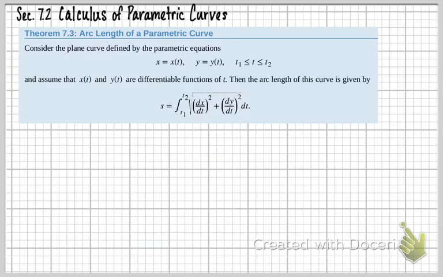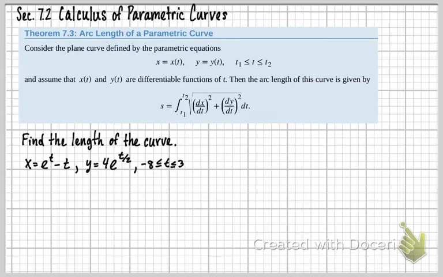So now what we're going to do is use this formula and just do an arc length and figure out the value of it. So here's our problem. Let's take a look at this one. It says find the length of the curve. x equals e to the t minus t, y equals 4e to the t over 2, from -8 to 3. So essentially what we're going to do is take the derivatives of x and y with respect to t.